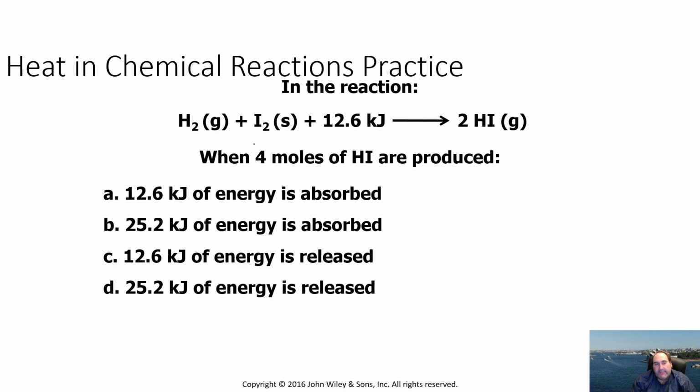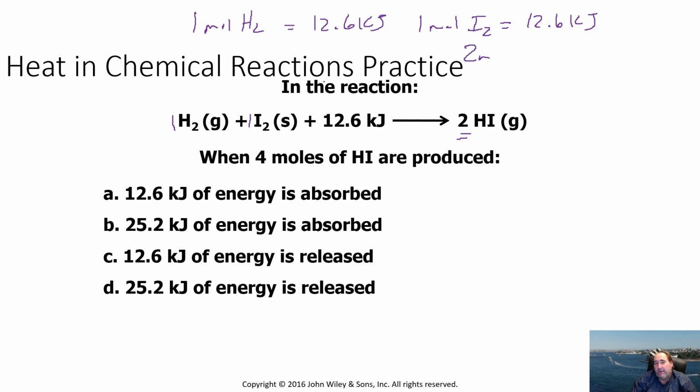Okay, so let's take a look at this one. So what can we get from this equation? Well, we could say for every 1 mole of H2, there are 12.6 kilojoules of energy. For every 1 mole of I2, which is the coefficient, there's 12.6 kilojoules of energy. And for every 2 moles, because the coefficient there is 2 of HI, there is 12.6 kilojoules. So in this case, we're interested in 4 moles of HI.